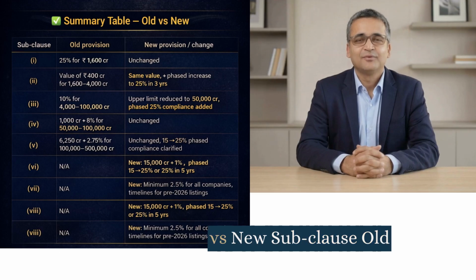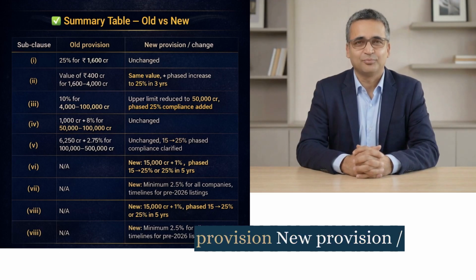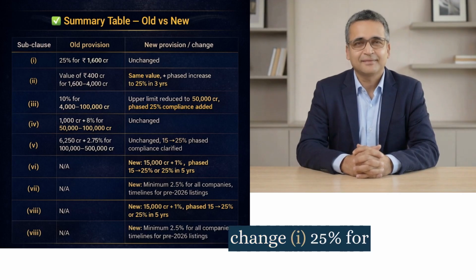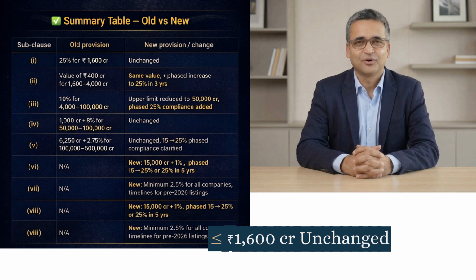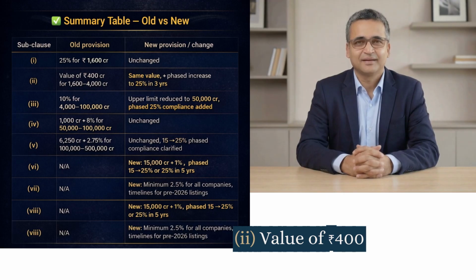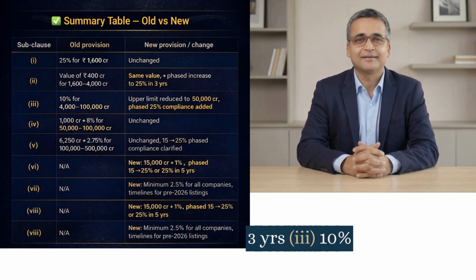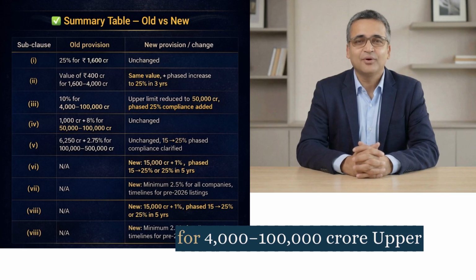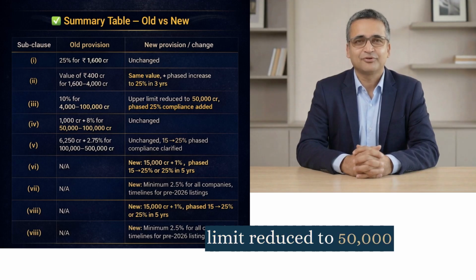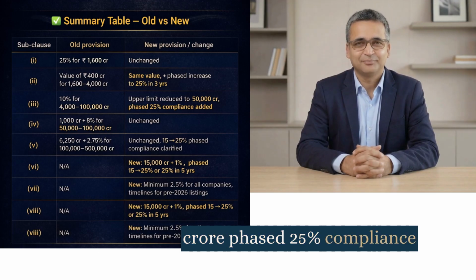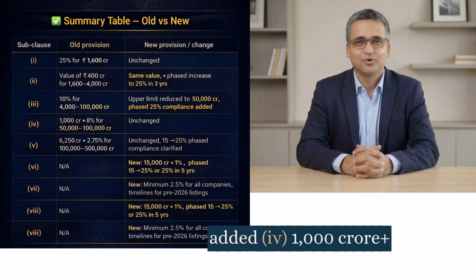Summary table: old versus new subclause. Old provision, new provision or change. 1. 25% for less than or equal to 1,600 crore rupees. Unchanged. 2. Value of 400 crore rupees for 1,600 to 4,000 crore rupees. Same value plus phased increase to 25% in 3 years. 3. 10% for 4,000 to 100,000 crore. Upper limit reduced to 50,000 crore. Phased 25% compliance added.